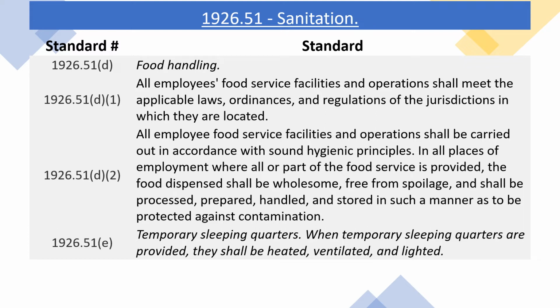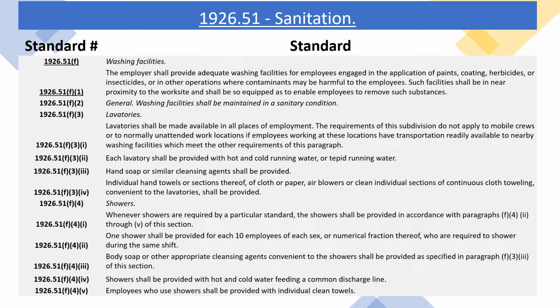1926.51(e) Temporary sleeping quarters. When temporary sleeping quarters are provided, they shall be heated, ventilated, and lighted. 1926.51(f) Washing facilities. 1926.51(f)(1) The employer shall provide adequate washing facilities for employees engaged in the application of paints, coating, herbicides, or insecticides, or in other operations where contaminants may be harmful to the employees. Such facilities shall be in near proximity to the worksite, and shall be so equipped as to enable employees to remove such substances.